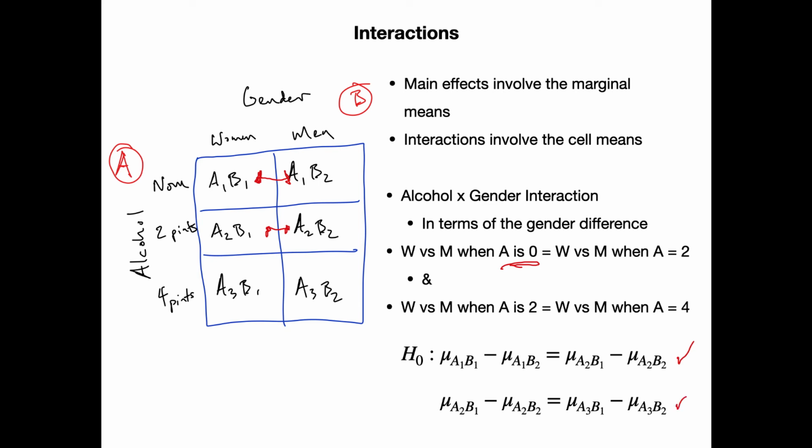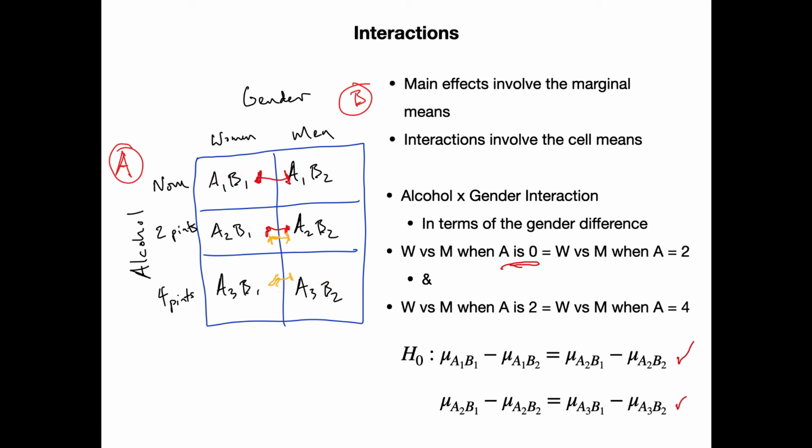The second part is, what about women versus men when alcohol is 2 versus women versus men when alcohol is 3? That's the one down there. Just like the main effect for alcohol, we can compare this one to this one, and then this one to this one, like we've written here. Or you can compare this one to this one, and then this one to this one.